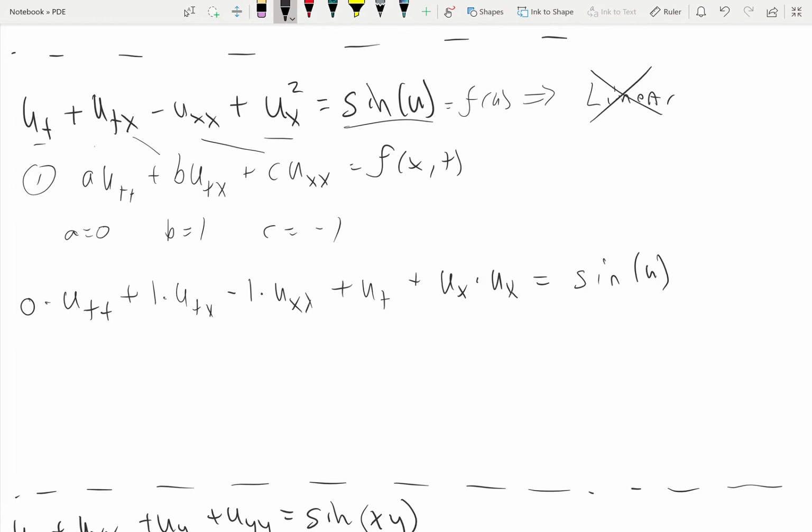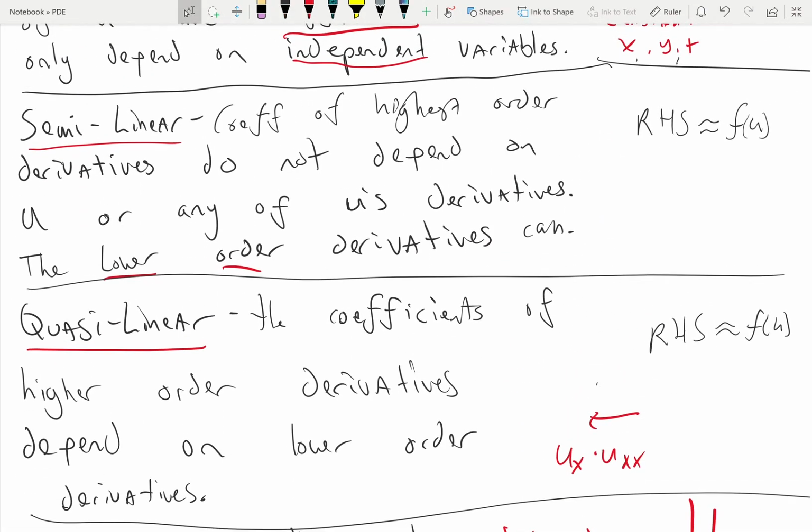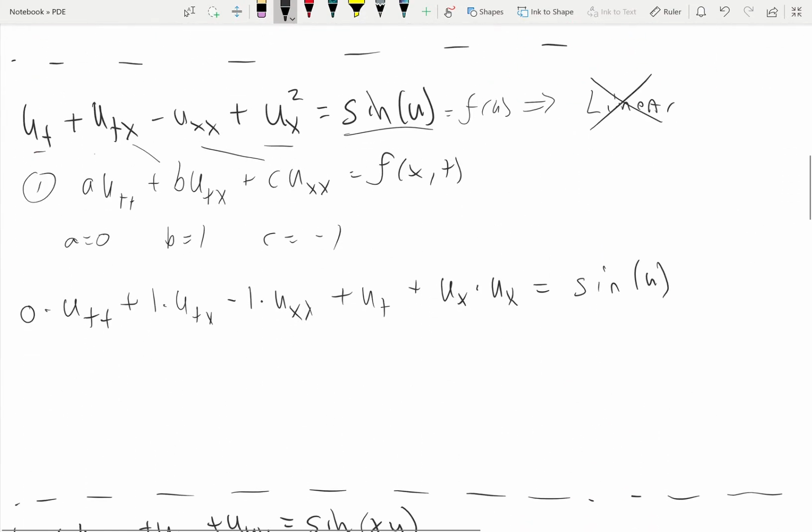So let's take a step up to semilinear. If we look at the definition of semilinear, I'll state it again, is that the coefficients of highest order derivatives do not depend on u or any of its derivatives, and the lower order derivatives can. So the highest order derivatives are going to be ones that I tried to identify, and they're going to be right here.